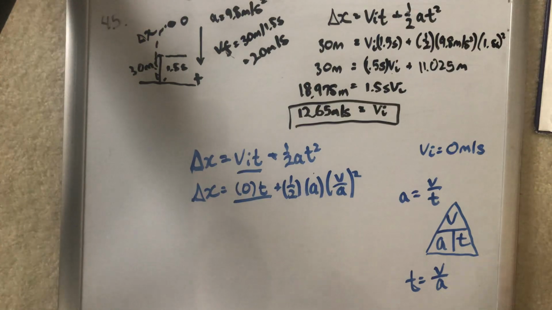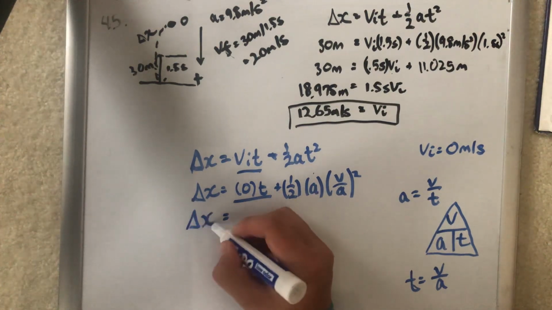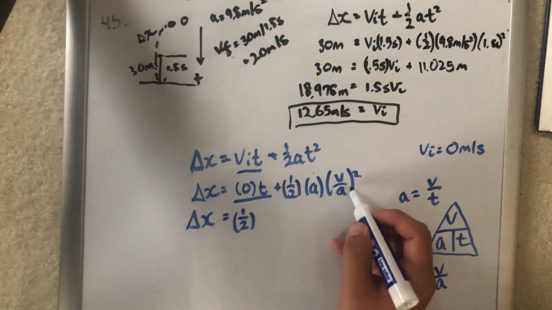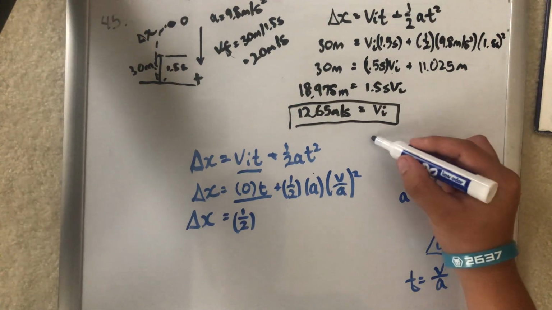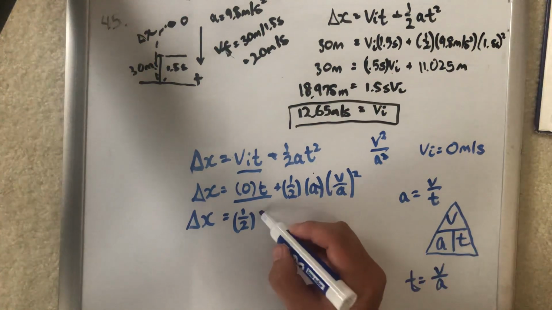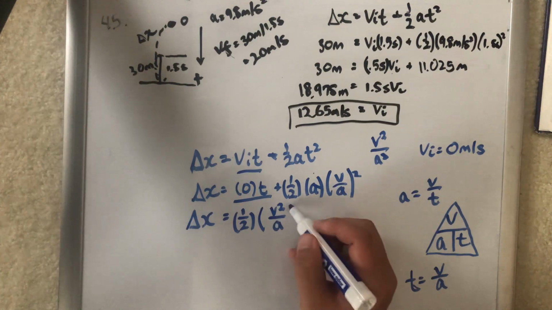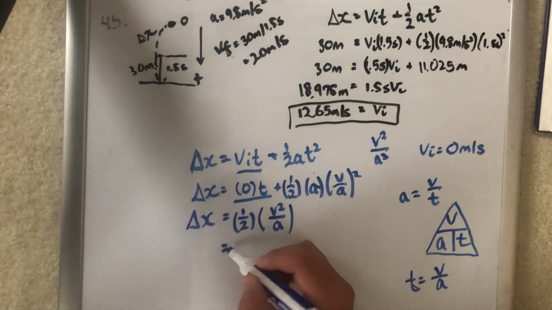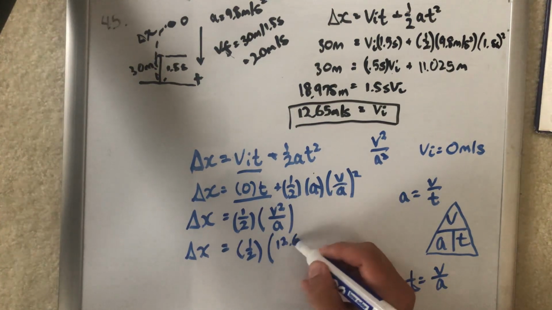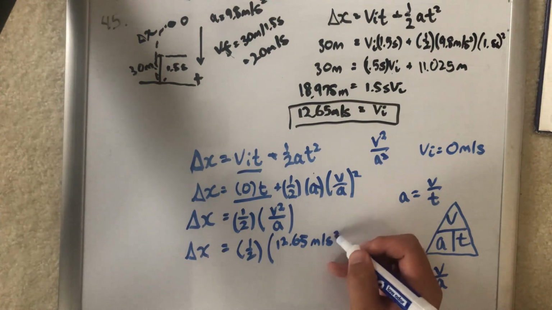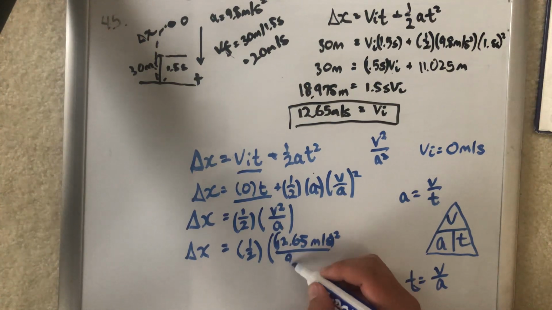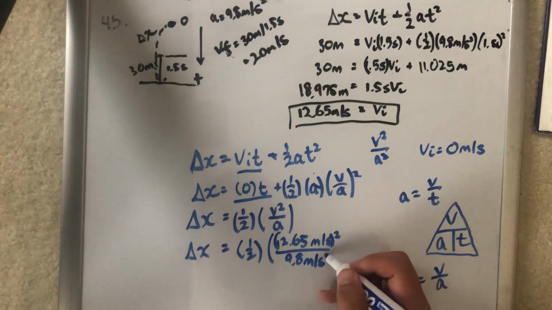Once we get that, we can say the initial term is 0, so we don't have to worry about that. 1/2, this is actually velocity squared over acceleration squared, right? So we can cancel one of the accelerations out. Velocity squared over acceleration. And then that's simple plug and play there. 1/2, we already got the velocity, 12.65 meters per second, and the acceleration is 9.8 meters per second squared.